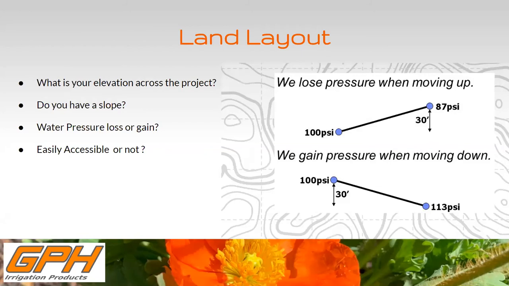And also when placing the emitters, you should always place them on the upslope of the tree or the plant. Also, something to consider is something that you don't want to maintain if it's not easy to get to. You want to use a more rugged system. So if it was a busy freeway median, you'd want to choose a more rugged system.